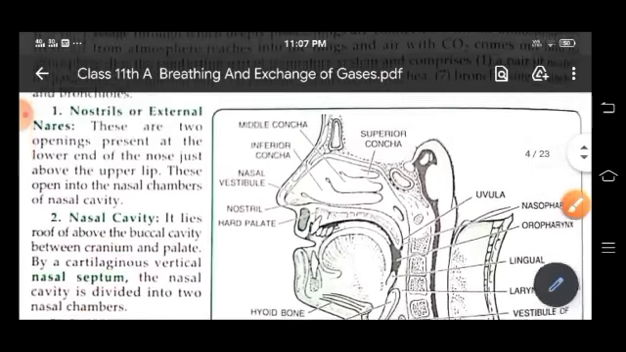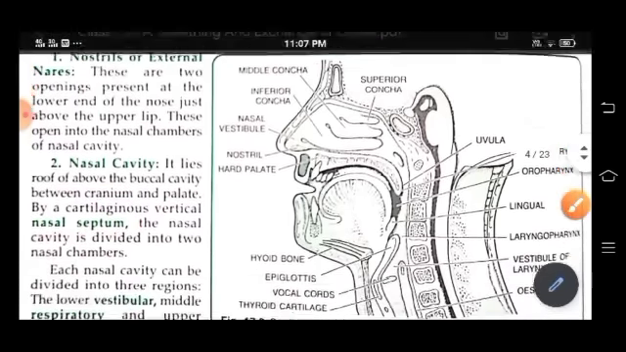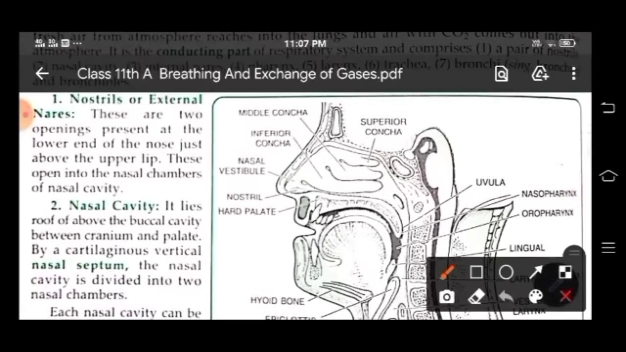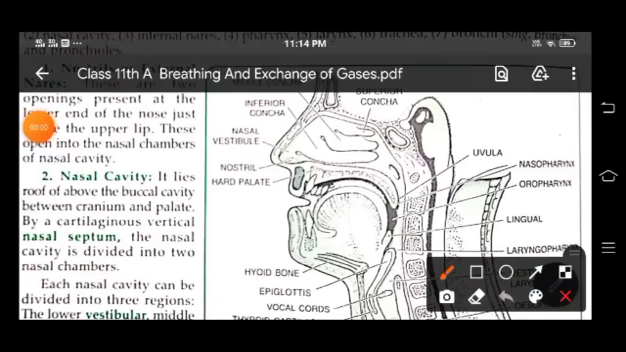So this is a section of a human head showing the respiratory tract. See children, this is the nostril part. Now this nostril or the nasal cavity is divided into the nasal vestibular, then this is the respiratory part, and the olfactory part.